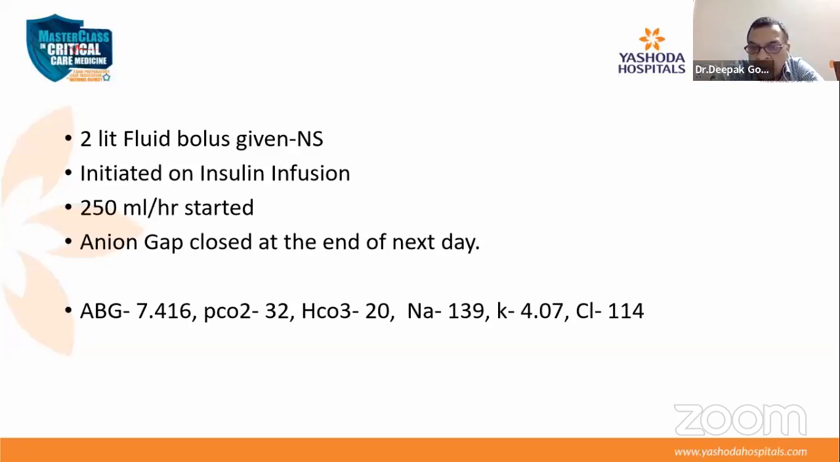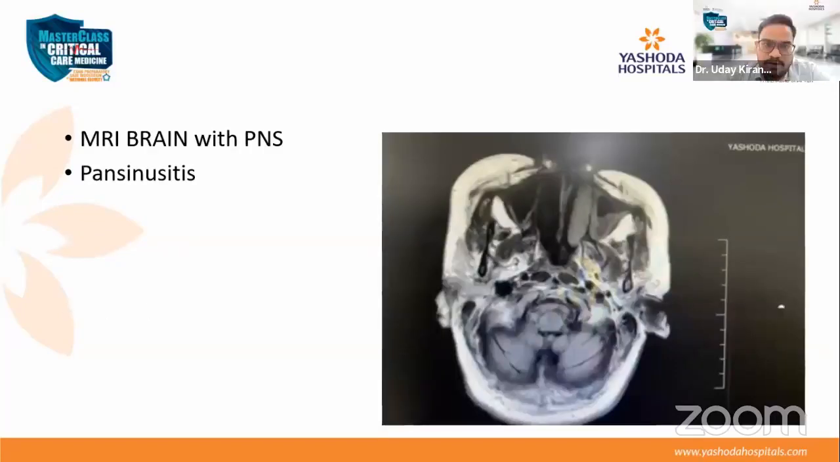Just to add, Govil sir actually pointed out a very relevant factor here. Infection is the predominant cause of precipitation of DKA, of which UTI and pneumonia are the predominant causes for this subset of patients.